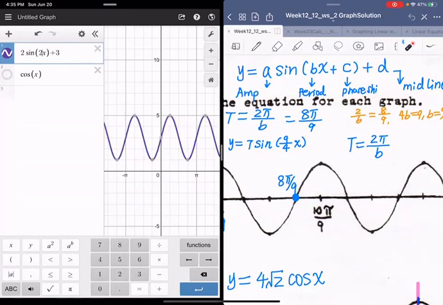Yes, Alice, very good. The amplitude is the amount of vertical stretch or vertical compression, okay? That's right, you understand it. Your understanding is correct.